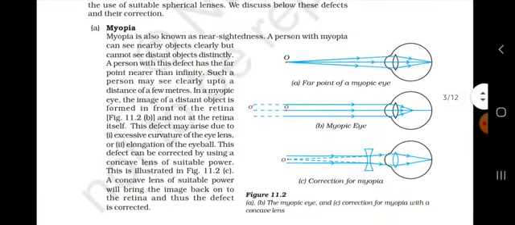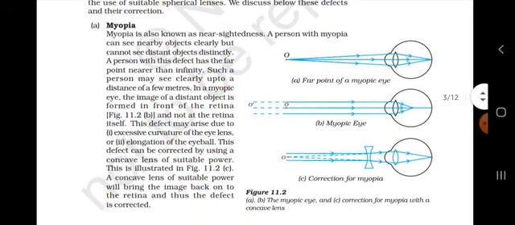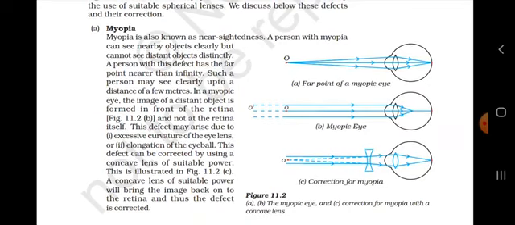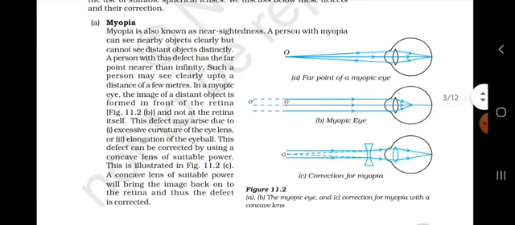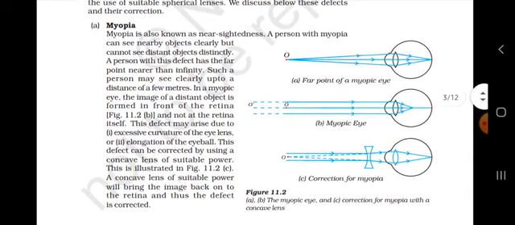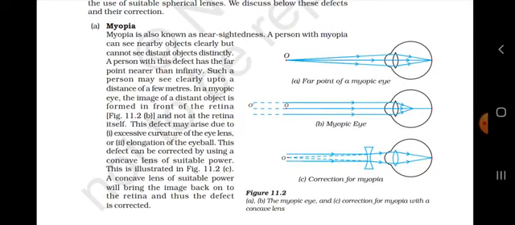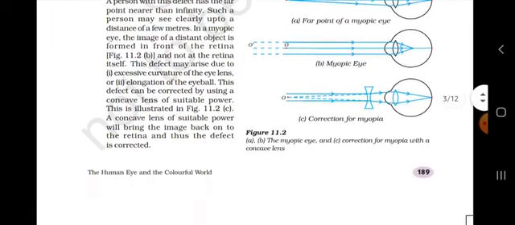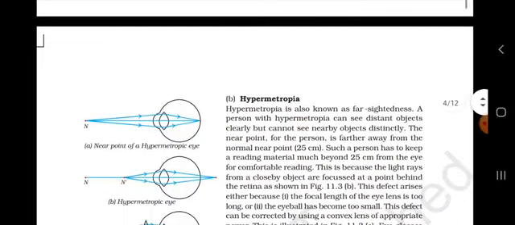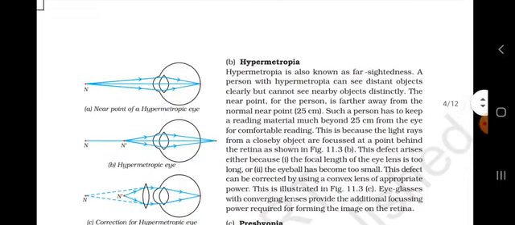In examinations, if they ask us, you need to draw all three figures. Or you can draw only two figures, that is B and C: the myopic eye and the correction for a myopic eye. It is not necessary to draw the far point of a myopic eye, but if you are drawing it, it will be well and good. Okay, so moving on to the next thing, and that is hypermetropia.